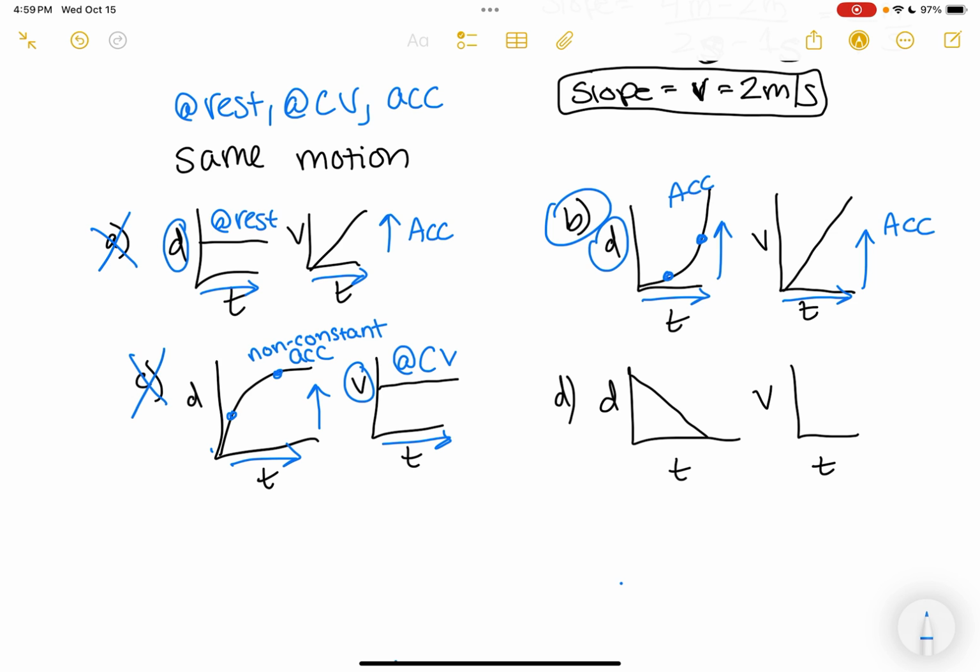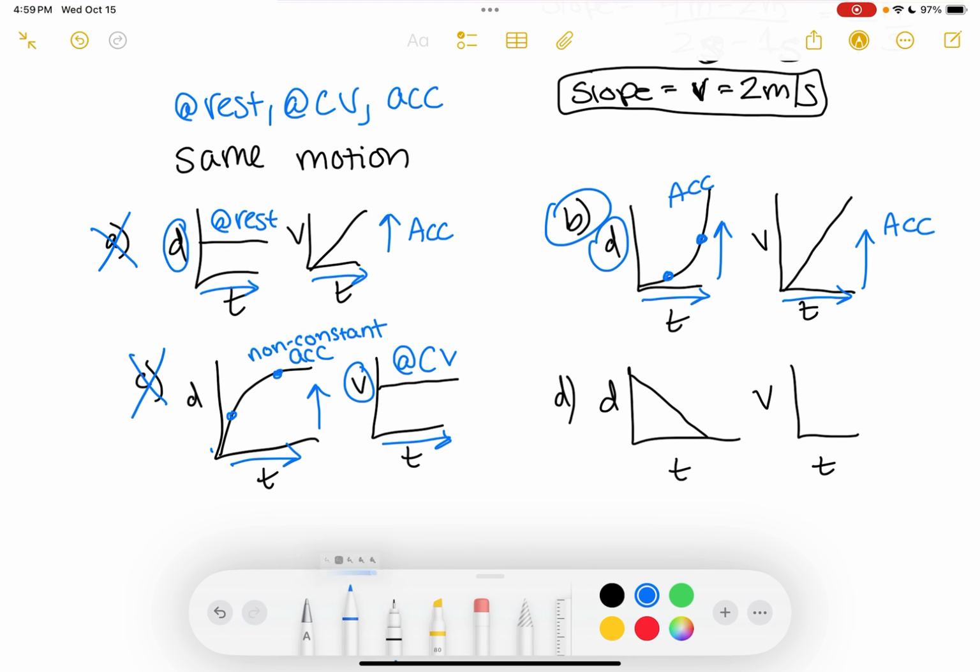Let's make sure choice D is not good. I realized I did not finish drawing the line. So again, we take a look at our graph here. As time is increasing, our distance does in fact decrease, right? And it's doing it at a constant rate, right? So if I were to take the slope, it's the same. So this is at constant velocity. And as time is increasing, our speed increases, and this is known as an acceleration. So choice C also shows that they are not the same type of motion.